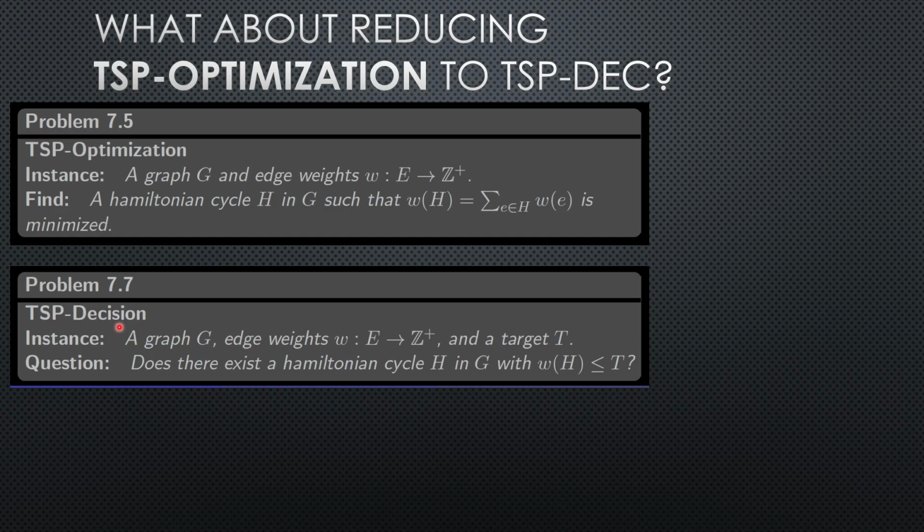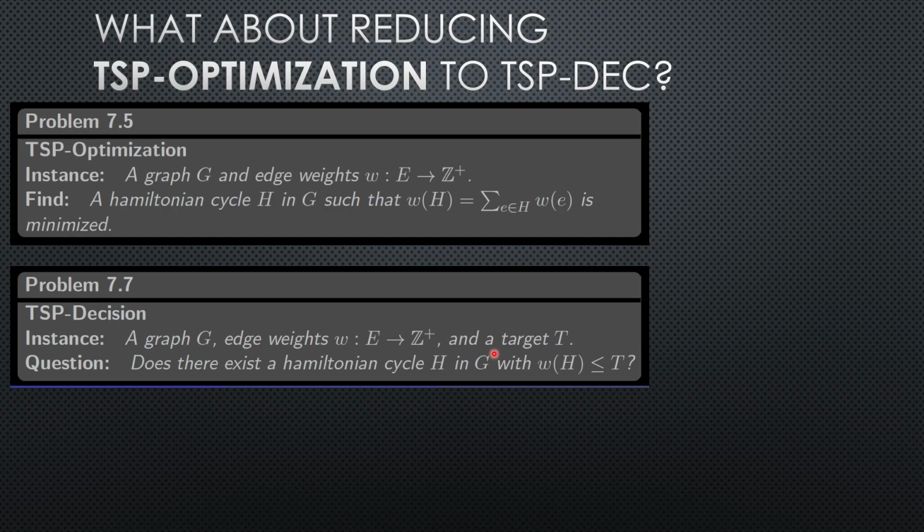Okay, so just to refresh your memory about TSP decision, because that's what we reduced to, you take a graph and a bunch of positive edge weights, and you also take a target value t. And the question is, does there exist a Hamiltonian cycle in the graph with total weight t or less? So can we find a Hamiltonian cycle that matches this target weight t, or does better than this target weight, has a smaller target weight? And TSP decision, of course, is a decision problem. It's going to return just true or false, yes or no. Is there such a Hamiltonian cycle or not?